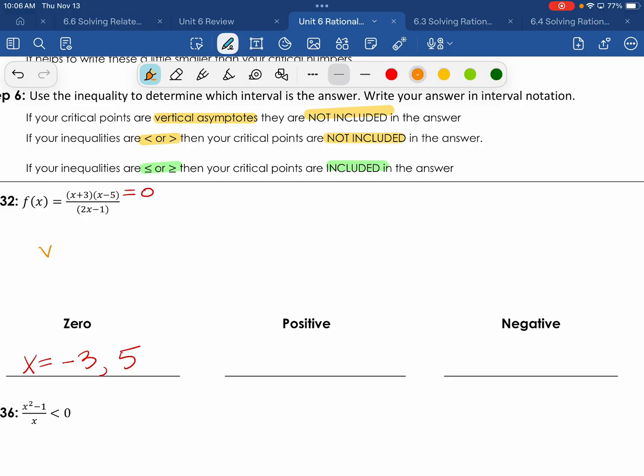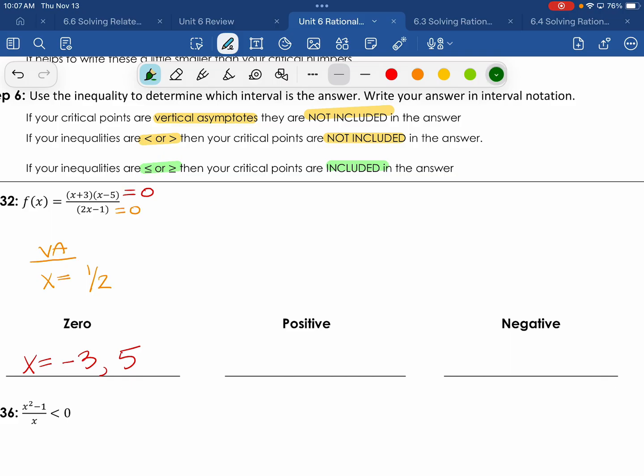Now, what about the vertical asymptote? Where would that be at? Out on the bottom. So we're going to set the bottom equal to 0, and you get 1/2. So all of these numbers are my critical numbers, the zeros and the asymptotes. All right, so 1/2, -3, and 5 are all of my critical numbers where my graph could possibly change sign.